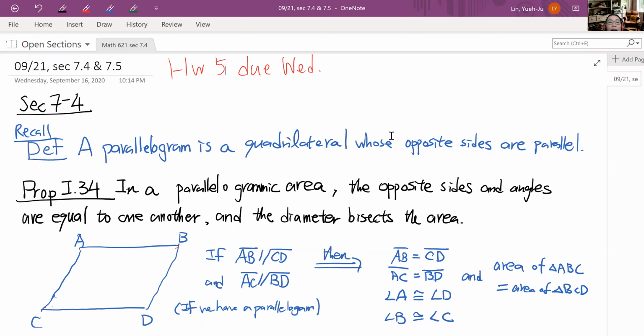And for 7.5, unfortunately, there are also a lot of construction things. So for 7.5, I'm going to pick out only two of the propositions. I think we should be able to cover one of them today, but the second one, which is a construction, I don't think I will have time for today. I will leave it to Wednesday.